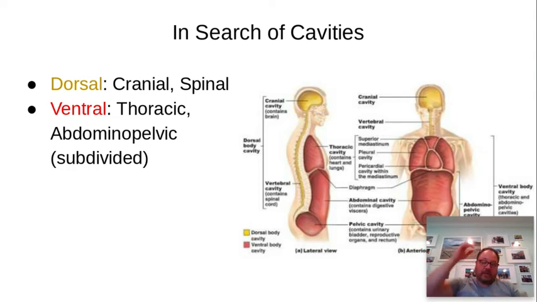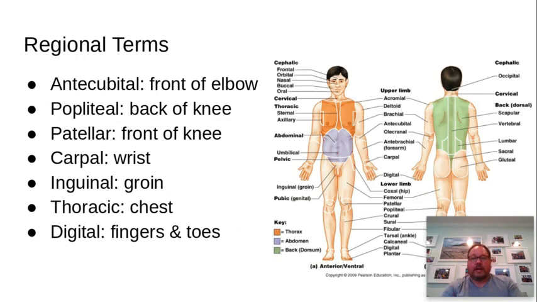The dorsal cavity houses the brain and spinal cord. And again, you have various organs in there for those different jobs. All right, so let's jump right into all the terms. You'll definitely need to get these terms memorized because we're going to be using them throughout the year.